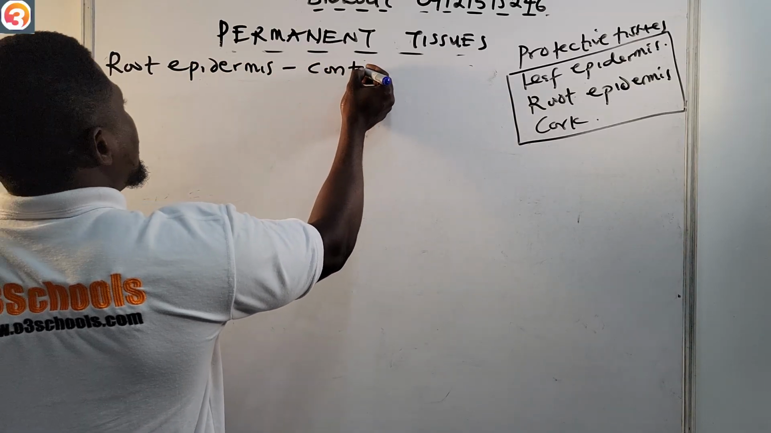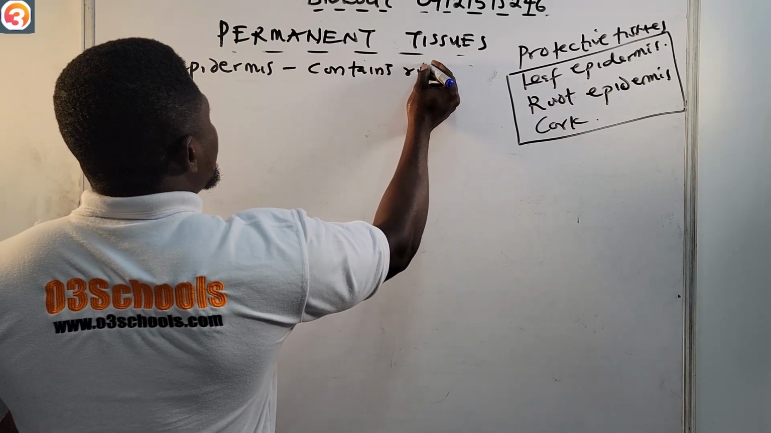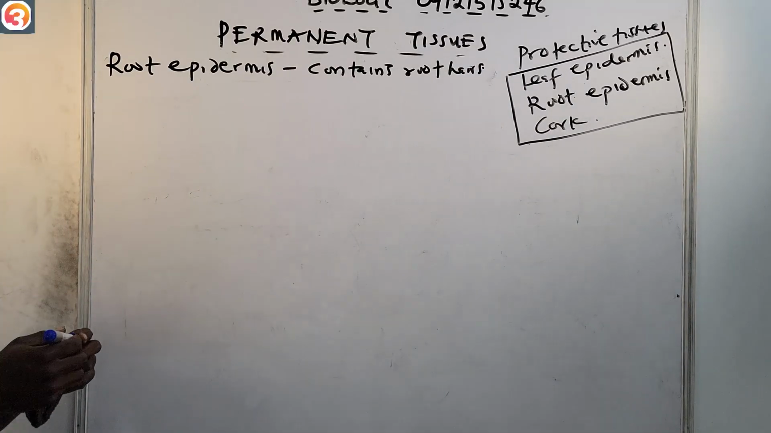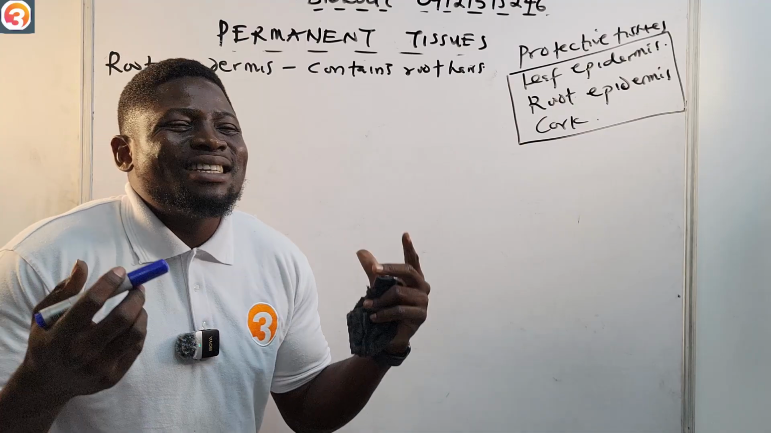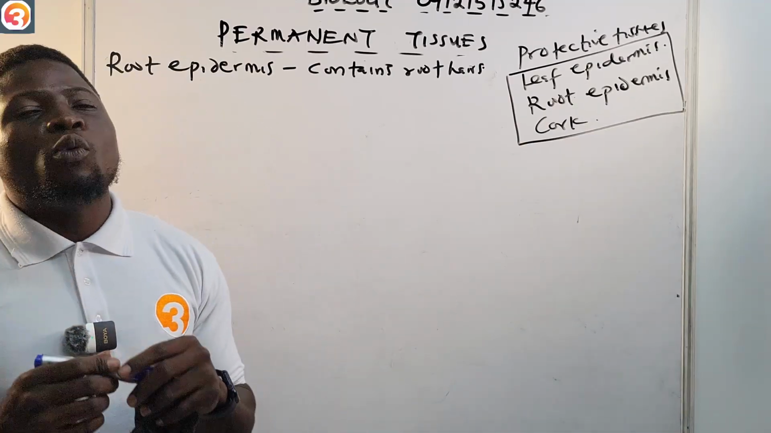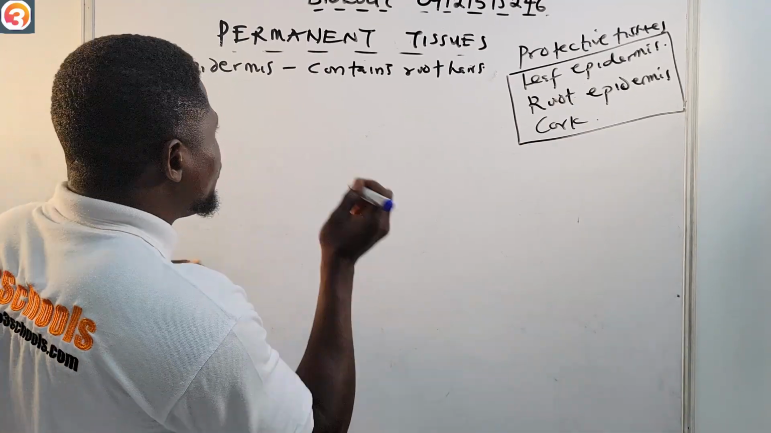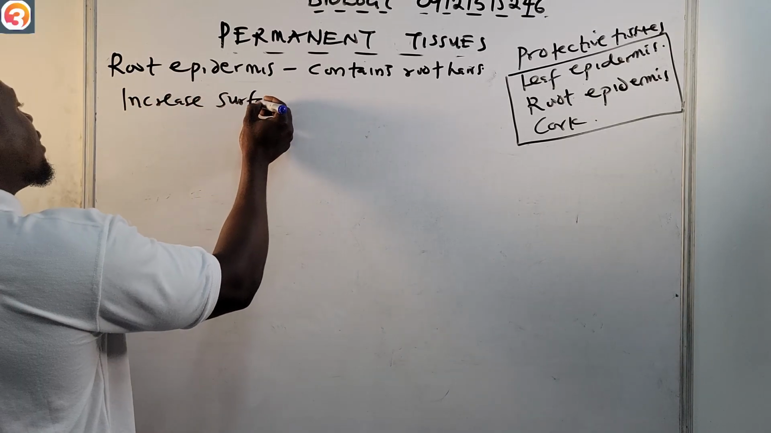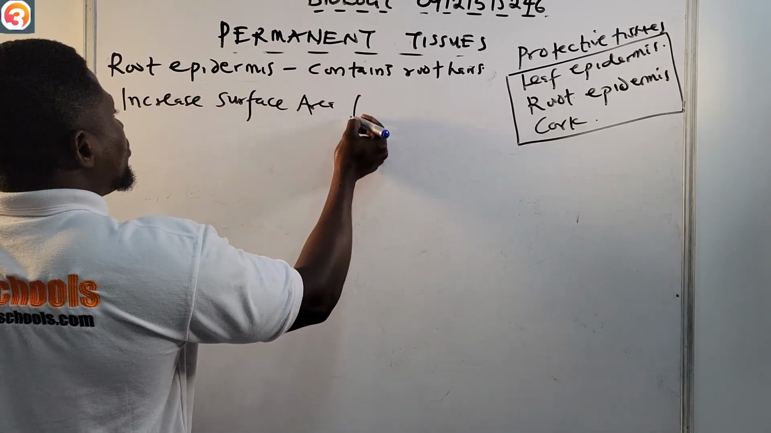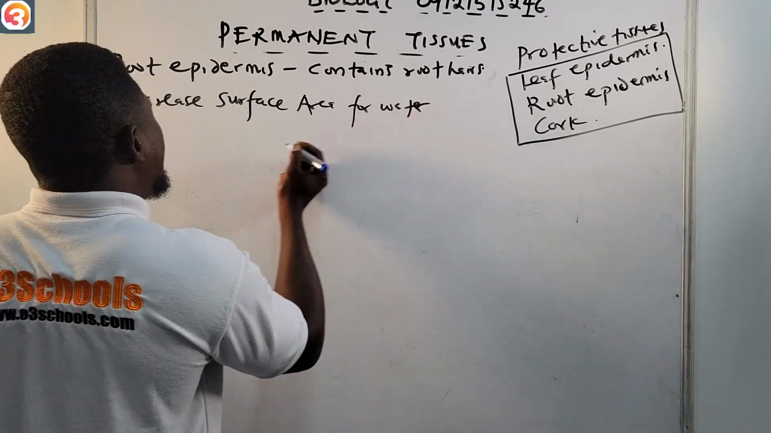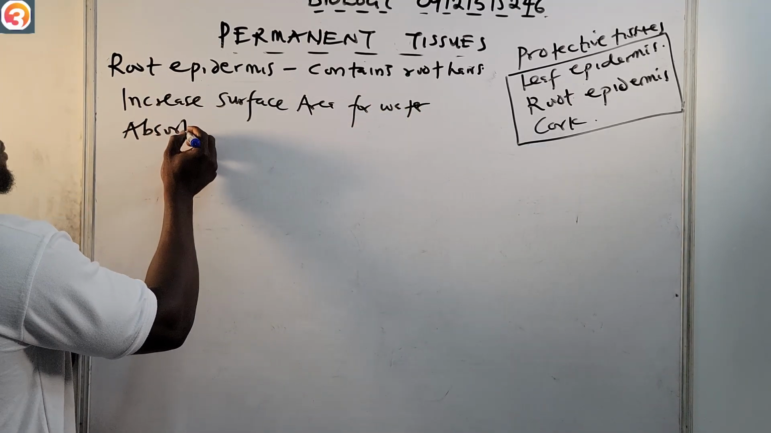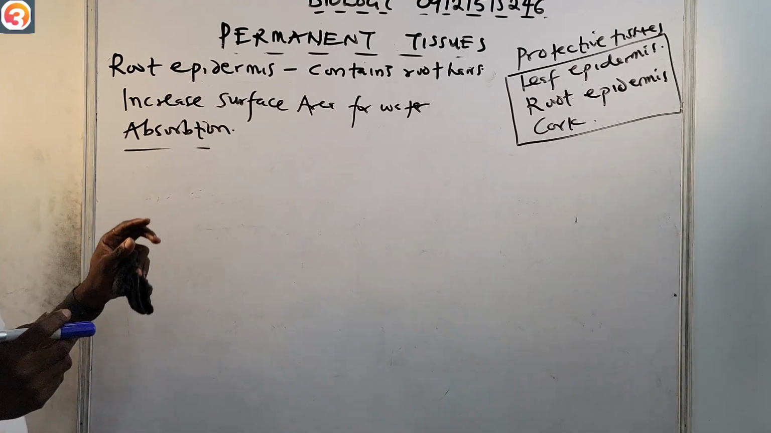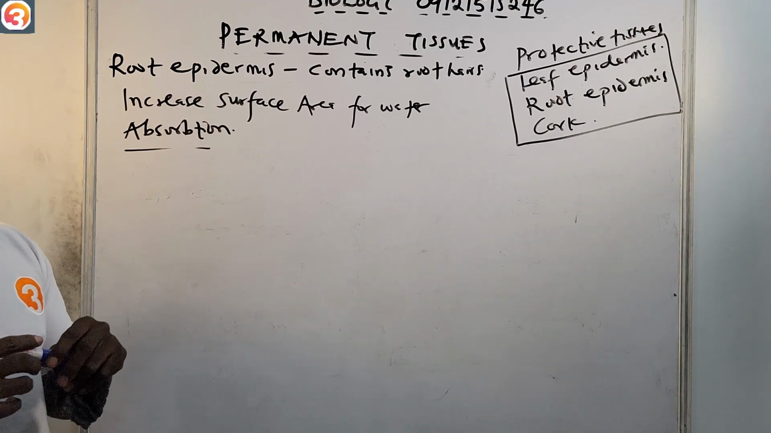This one contains root hairs. And of course, what is the function of this root epidermis? It helps to increase surface area for water absorption. Okay, the function is to increase surface area for water absorption. This is the function of the root epidermis.